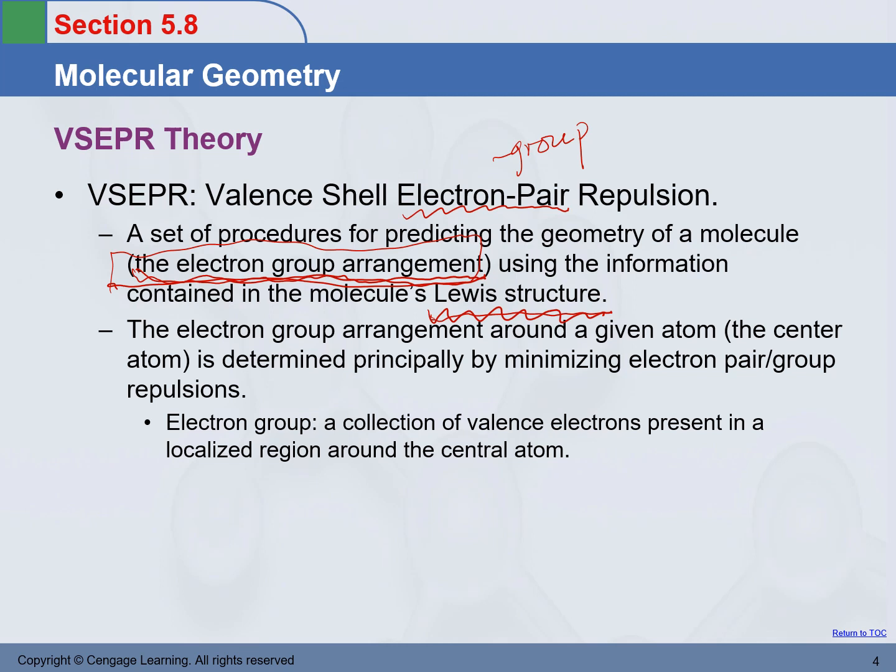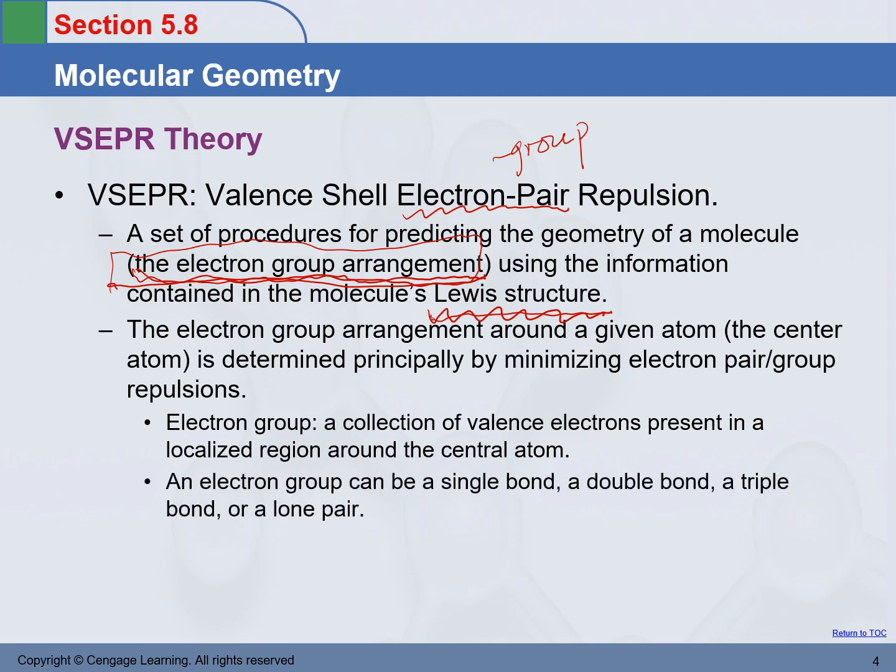But what is an electron group? It is a collection of valence electrons present in a localized region around the center atom. To be exact, a single bond is considered an electron group. A double bond is considered an electron group. A triple bond is considered an electron group. Also, a lone pair of non-bonding electrons is also considered a group. Remember, we clarified earlier that the little creature may have more hands than what it is using. There may be hands just staying there, not used. That will be a lone pair.